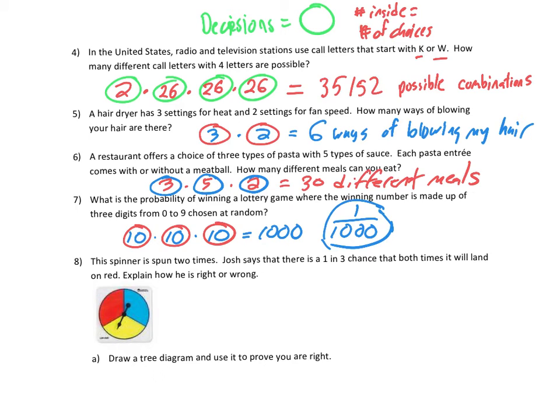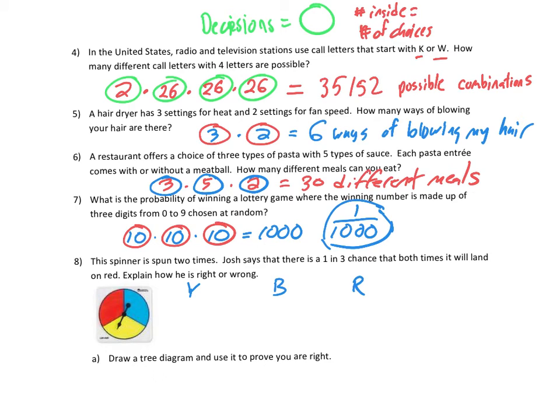Okay. A spinner is spun 2 times. Josh says that there's a 1 in 3 chance that both times it will land on red. Explain how he is right or wrong. Okay. So there's a couple of ways of doing this. Let's do this with a tree diagram first. So let's start off with, he's going to spin the first one. And if he spins the first one, there's 3 different outcomes, which are yellow, blue, and red. So I'm going to write in there yellow, blue, and red. So that's the top of the tree diagram.